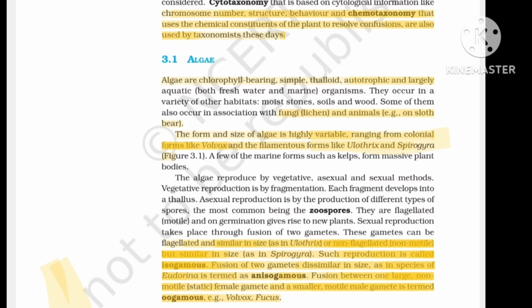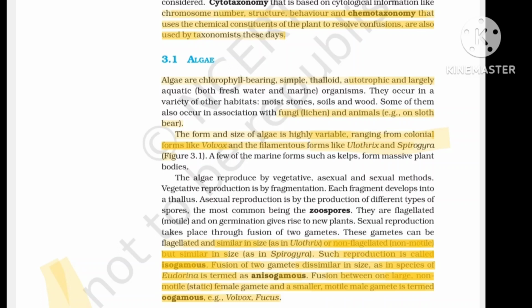Then we talk about the types of reproduction. There are three types of reproduction shown in this: isogamous, anisogamous and oogamous. Let's talk about the isogamous type of reproduction. In Ulothrix and Spirogyra we can see this type of reproduction, but there is a little difference. In Ulothrix, the gametes are flagellated and similar in size, but in Spirogyra, they are non-flagellated and dissimilar in size.